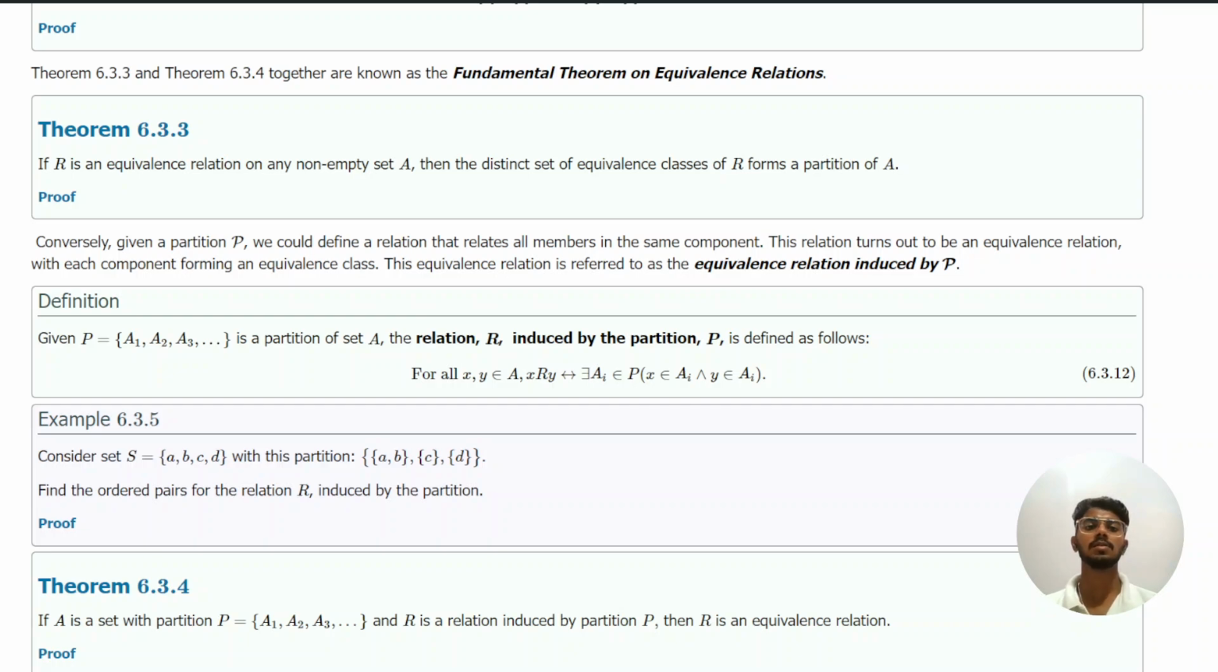Theorems 6.3.3 and 6.3.4 together are known as the fundamental theorem of equivalence relations. In Theorem 6.3.3, if R is an equivalence relation on any non-empty set, then the distinct set of equivalence classes of R forms a partition. The relation turns out to be an equivalence relation with each component forming an equivalence class. This equivalence relation is referred to as the equivalence relation induced by P.